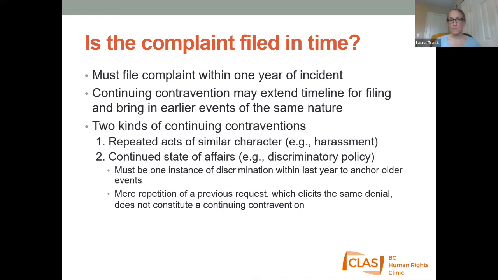You could also imagine a situation where there's an ongoing situation that continues to be discriminatory, like you have a disability and you can't access your apartment building because there's 10 steps up to the front door and your landlord won't install a ramp. So that's an ongoing situation that has potentially been discriminatory for a long time. Provided you've been impacted by that within the last year, you're able to bring that complaint forward.